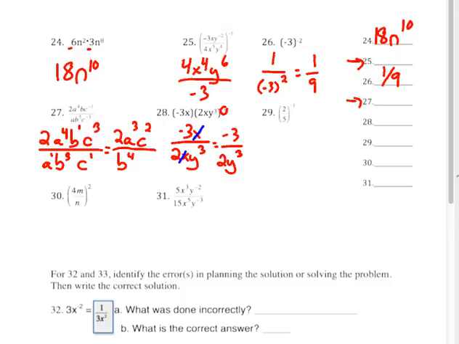Number 29, negative exponent. Okay, so I have a fraction with a negative exponent. So remember, all that means is I flip that. Okay, you take the reciprocal of the fraction. Well, now the first power, that doesn't actually do anything. So I'm just going to leave it like that. Okay, 5/2.